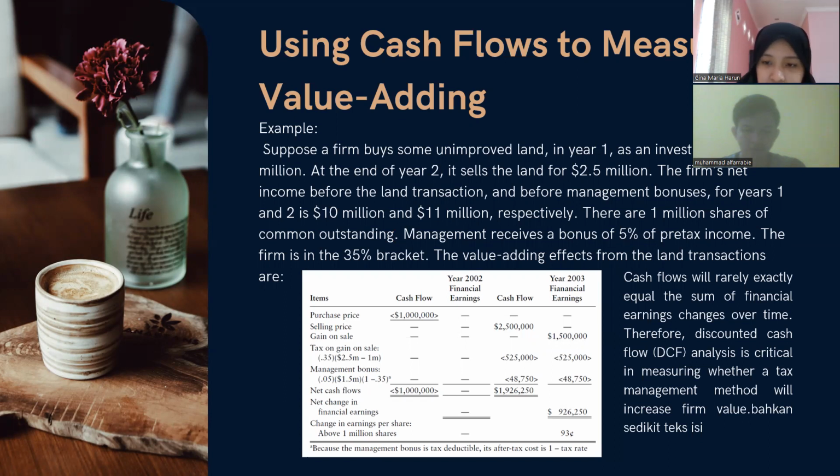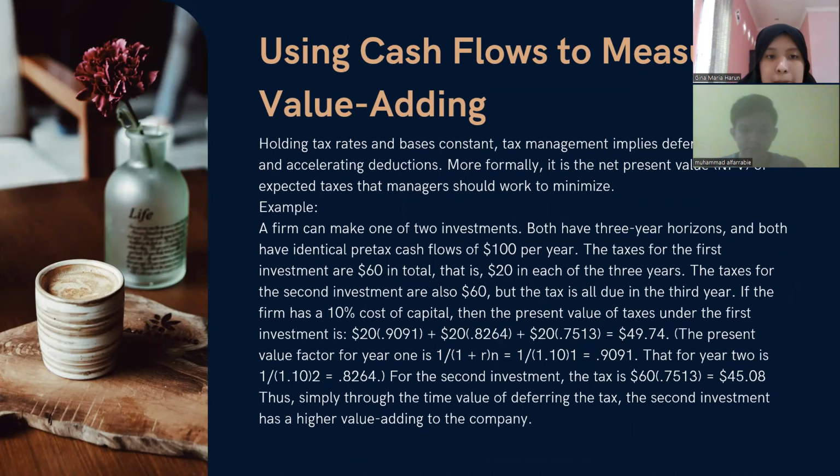And from these cash inflows in the example, we can see that cash flows will rarely exactly equal the sum of financial earnings change over time. Therefore, discounted cash flow DCF analysis is critical in measuring whether the tax management method will increase the firm value. Then, holding tax rates and basis constant, tax management implies deferring income and accelerating deductions.